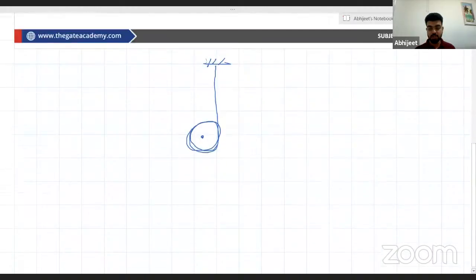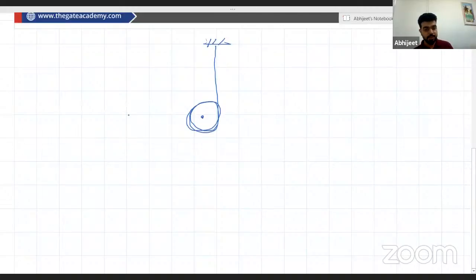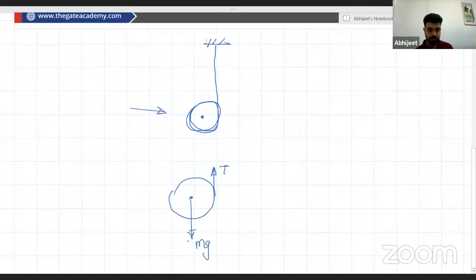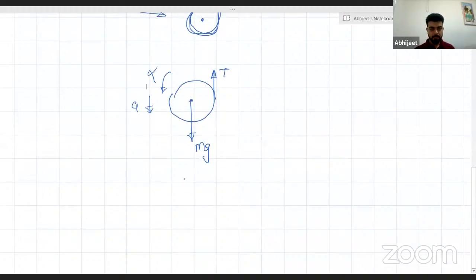So we have to find out the tension in the string. How can we find out the tension in the string here? We will make the free body diagram of this. Here the tension is acting, and here the weight is acting, that is m into g. Obviously the disc is moving downward and also rotating. What can we do here? Any idea?